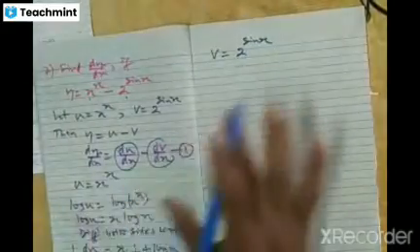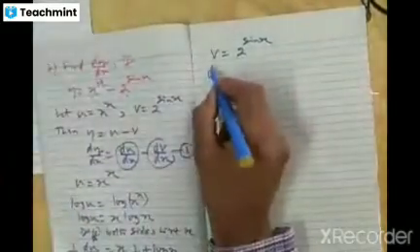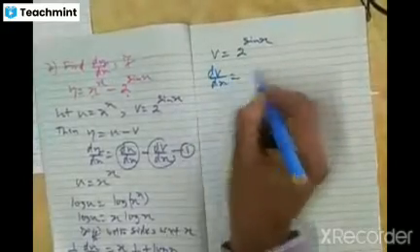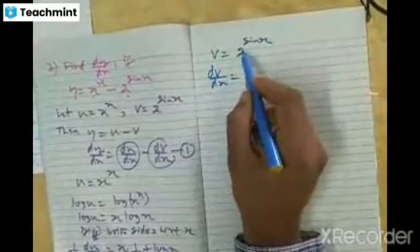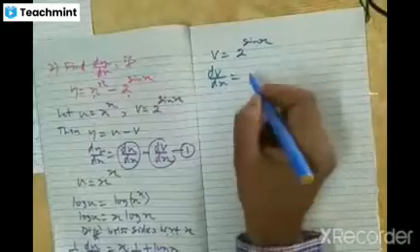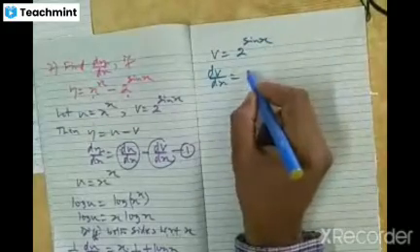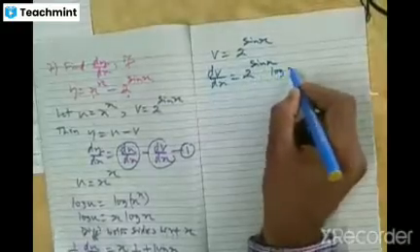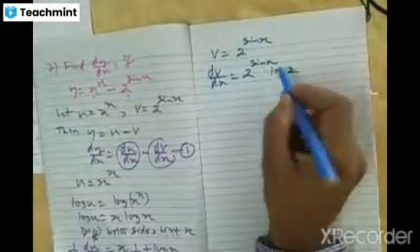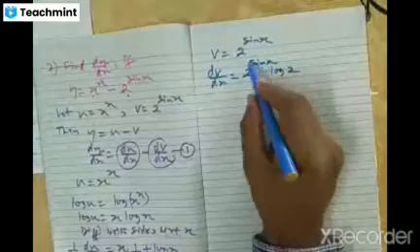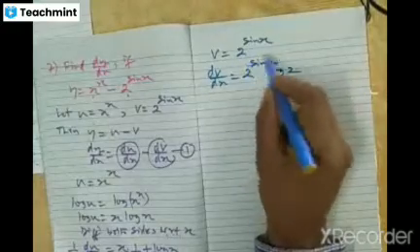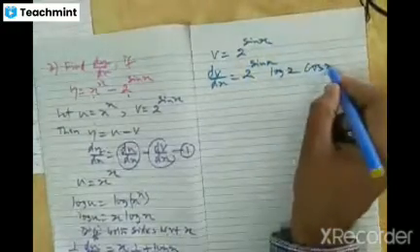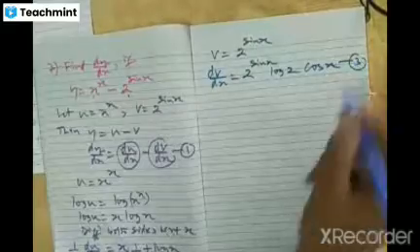I am straight away using this formula. So dv by dx is equal to, we know the derivative of 2 power x is 2 power x into log 2, but in place of x we have sin x, right? So 2 power sin x into log 2, where log 2 means log 2 to the base e, into d by dx of sin x. d by dx of sin x is cos x. Take this as equation 3.